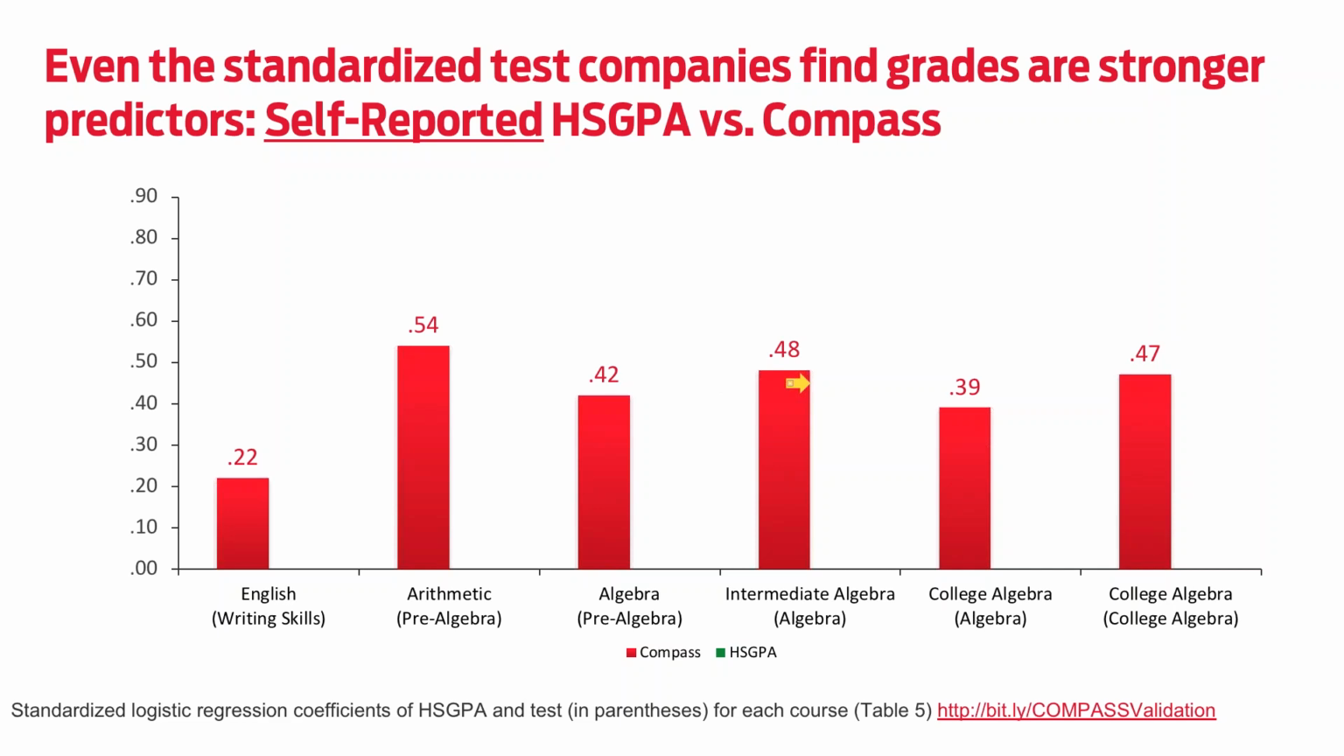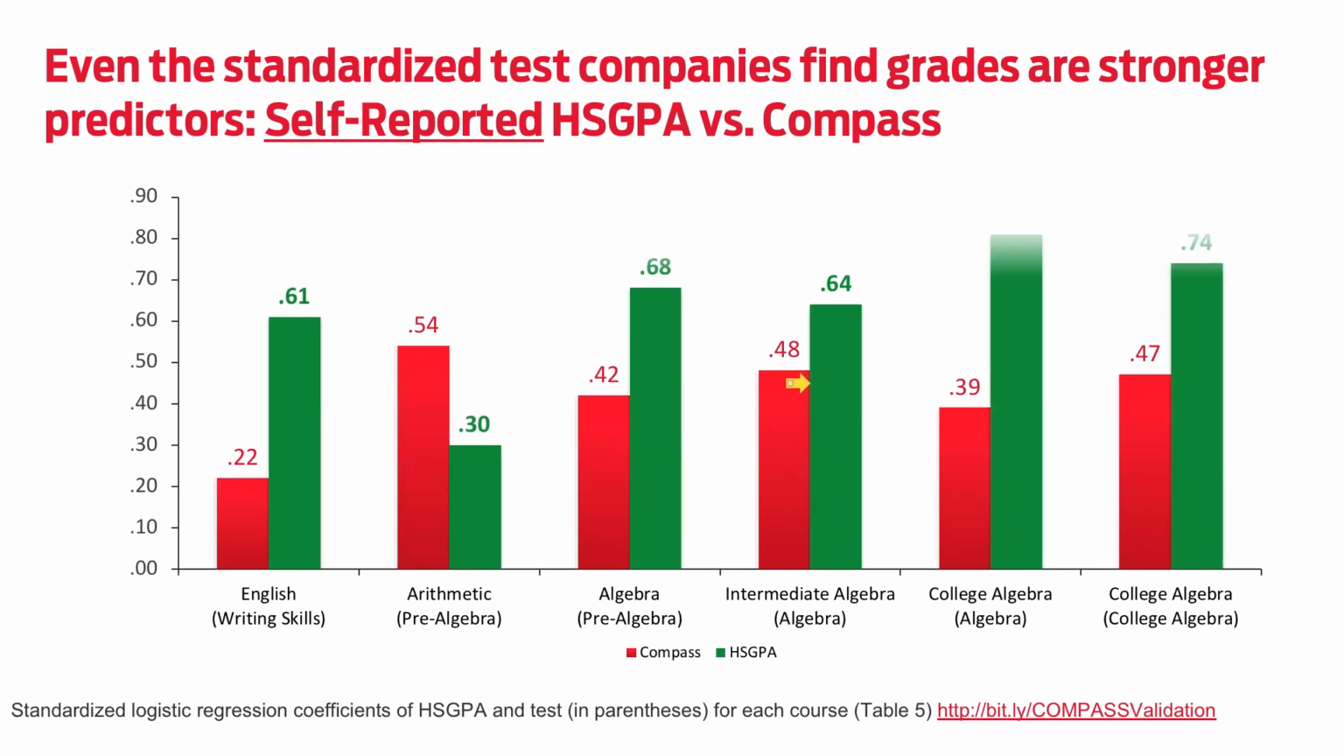How well does the writing skills predict English? Here's high school GPA for all of those students. The one course it doesn't appear to be very good at predicting is arithmetic. So, a course prior to pre-algebra, it doesn't predict performance very well.